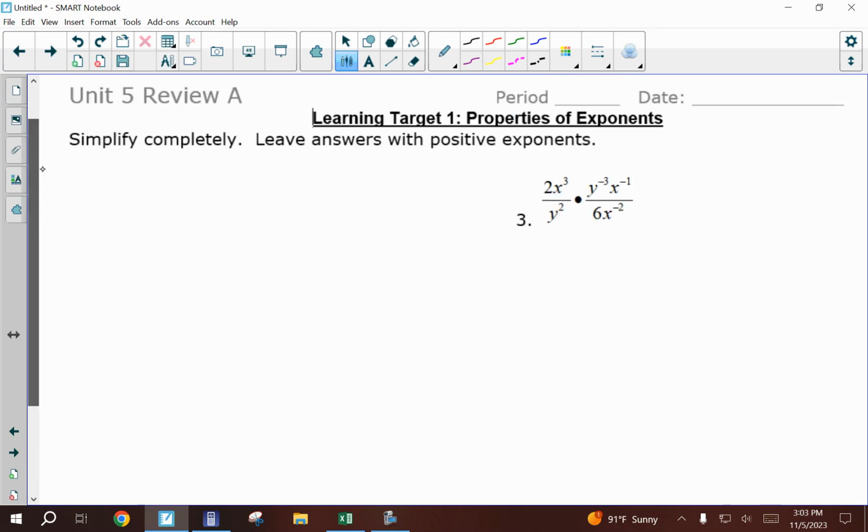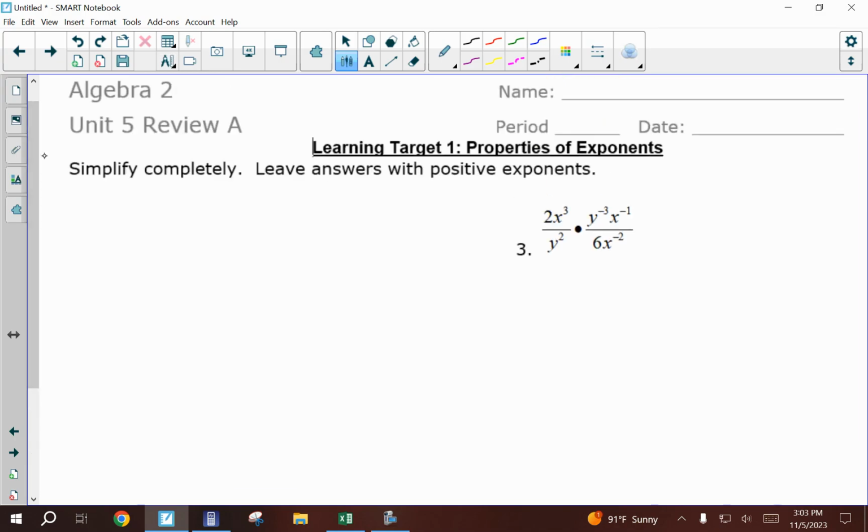Problem number 3. Problem number 3 has 2 fractions. So you can attack this a couple of different ways. You can fix all of your negative exponents first, or you can just combine it into one big fraction. So I think that's what I'll do. So I'm going to make this one big fraction.